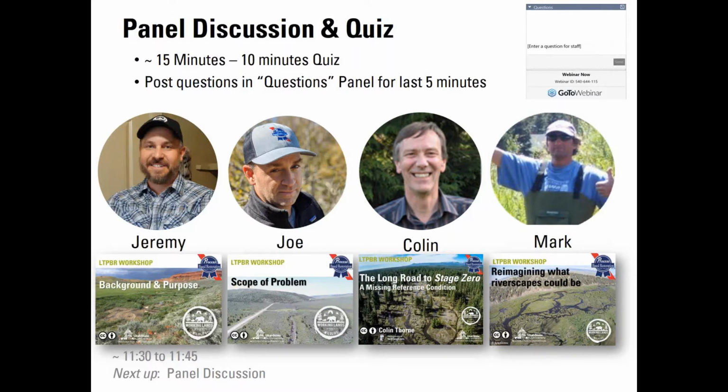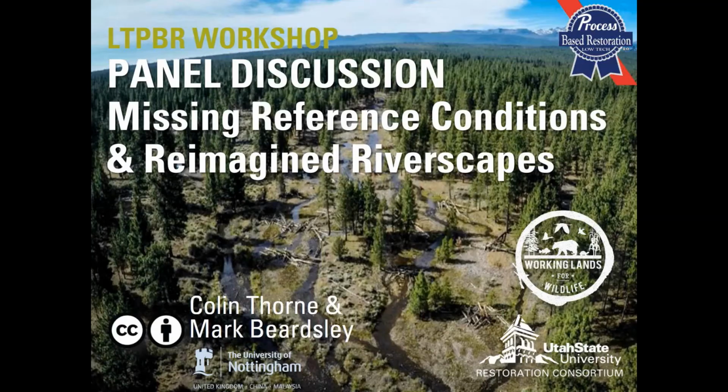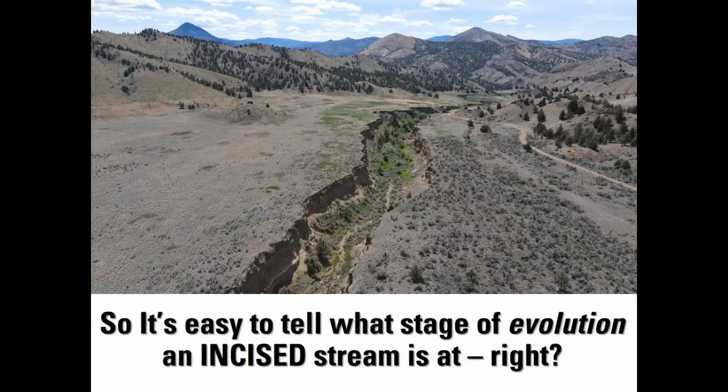But what we're going to do is, so this is who we've heard from. We've got a little background stage setting, shared vision of resilience, a lot of messed up streams, a missing reference condition, and reimagining what could take place in those. So just sort of easing into this. And so right now, what we want to do is try and apply either the stream evolution or the Riverscape evolution models that Colin and Mark were talking to us about. Colin, anything to say here?